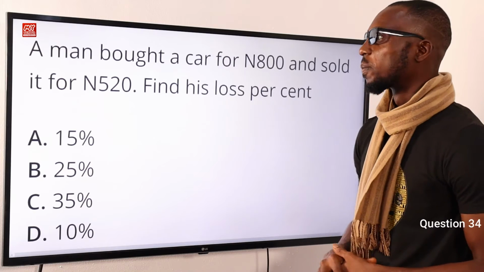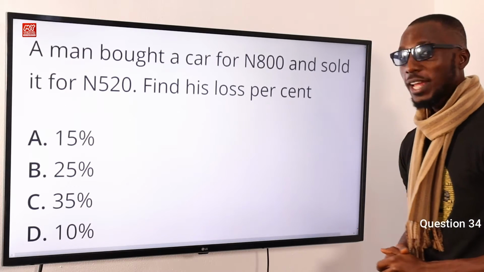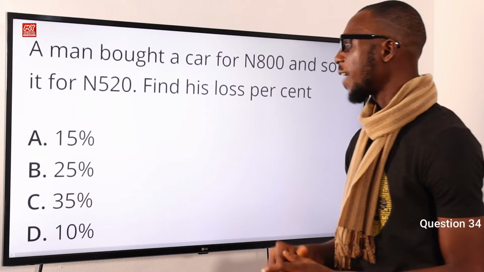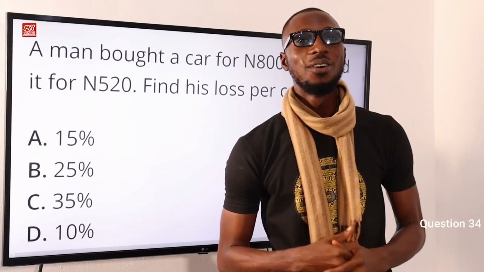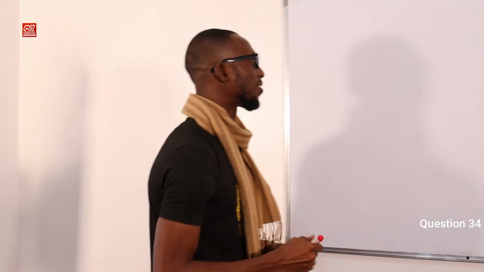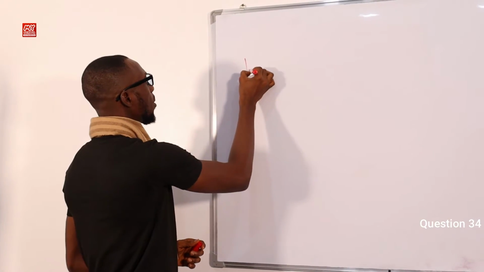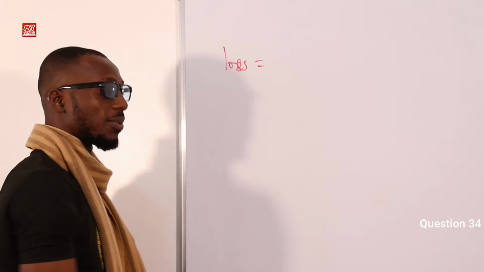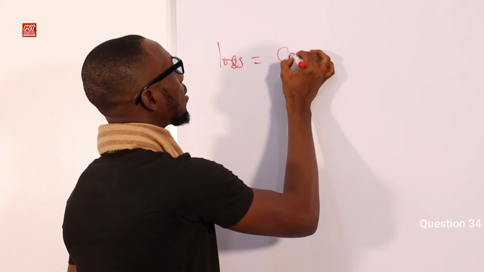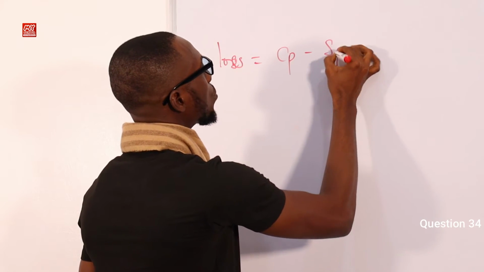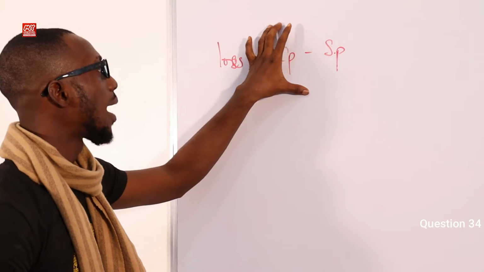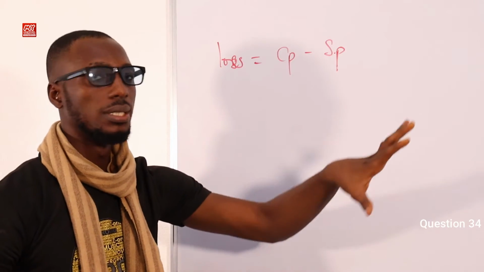Number 34. A man bought a car for 800 naira and sold it for 520 naira. So find the loss percent. So at first we have to sort out what loss is. So remember, loss talks about how much you bought it, then how much you sold it. That tells you that whatever amount you use in buying is higher than the amount you sold.